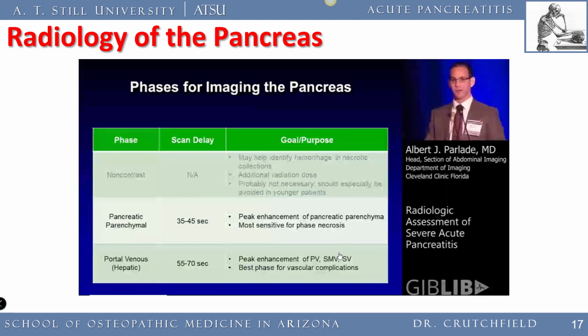The pancreatic parenchymal phase is the most important phase for evaluating the pancreas. This is when you get peak enhancement of the parenchyma, and when you're going to see the greatest contrast between a necrotic area and a well-enhancing, viable pancreatic tissue. The portal venous phase is important because this is when we get best enhancement of the portal vein, superior mesenteric vein, and splenic vein, and it's going to show us most of our venous complications.